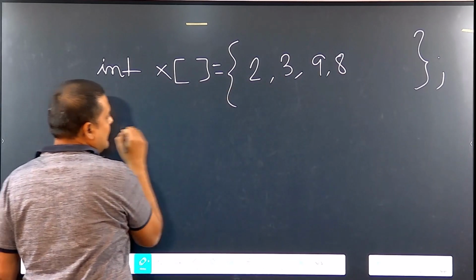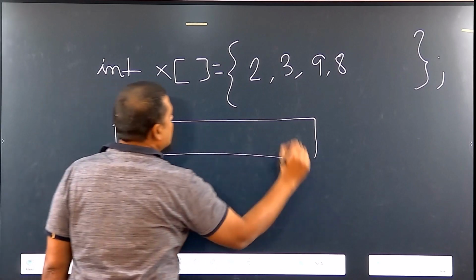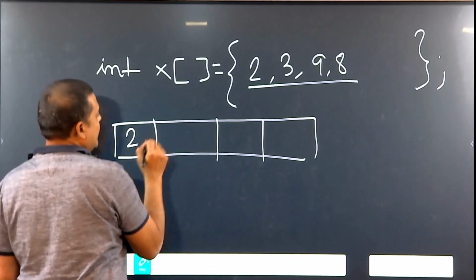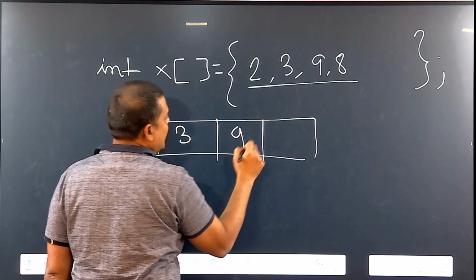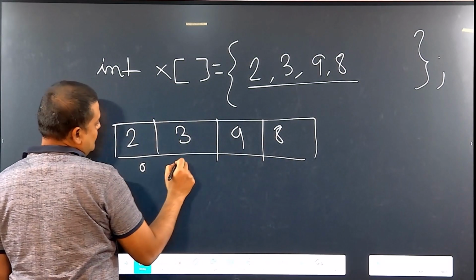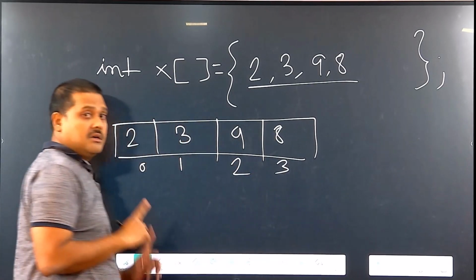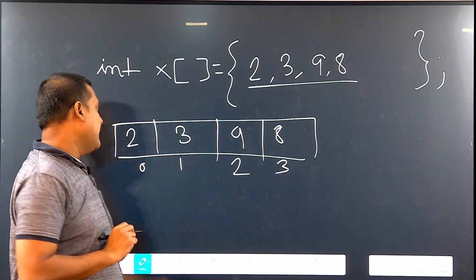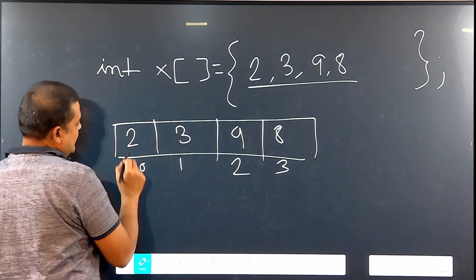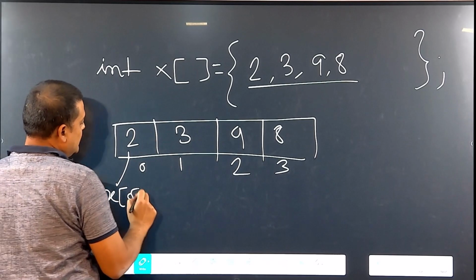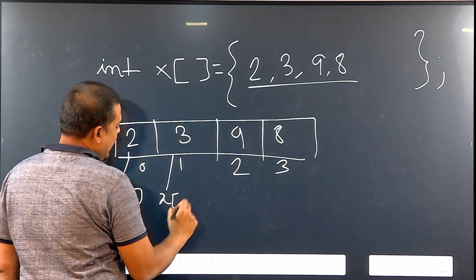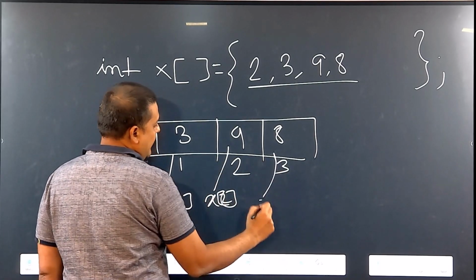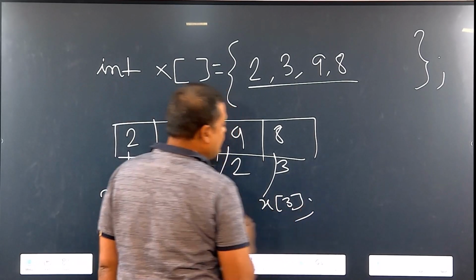What will happen in our memory? Automatically, how many values are there? 4 values are there. So 4 places will be created. This will be assigned as 2, this is 3, this is 9, this is 8, and these are the index values 0, 1, 2, 3. Always याद रखना कि index always starts from the 0th value. Okay, so this is the 0th index. So this location is named as x of 0. This location is called x of 1, and this location is x of 2, x of 3, and this way all the values will be stored.